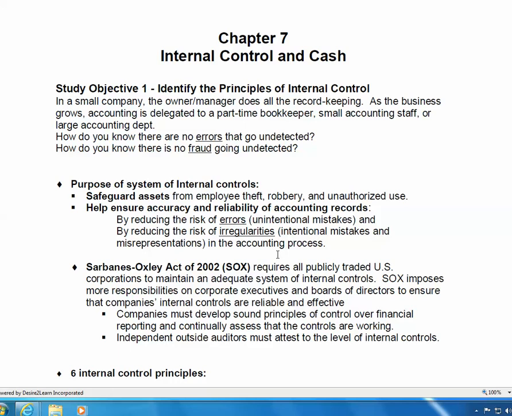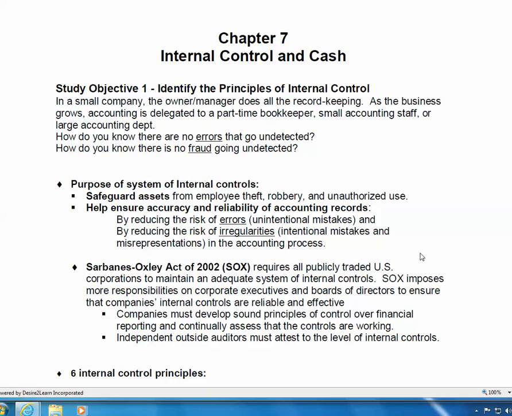You'll want to read a little bit about the Sarbanes-Oxley Act of 2002. This is discussed in the first study objective in the chapter, and this act came in the wake of a lot of accounting scandals about 15 years ago or so. Enron, for example, and WorldCom and Tyco and Consumers Energy, and wow, the list goes on and on.